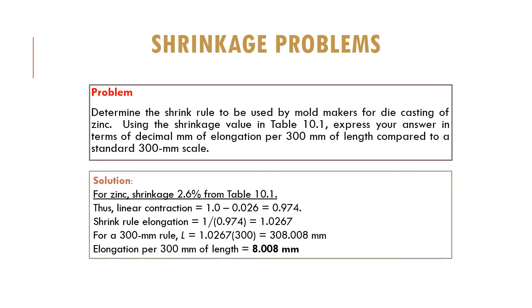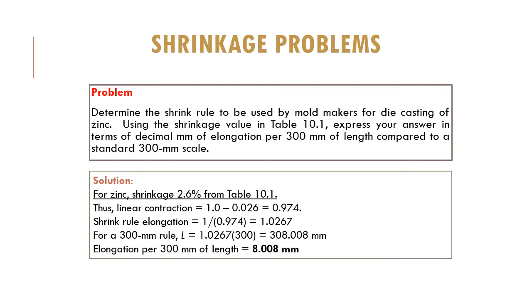design of the mold. So let's say for zinc, shrinkage is 2.6 percent. This one you can refer to the table in the previous slide. So this linear contraction will be 1.0 minus 0.026, meaning 2.6 divided by 100, so you get 0.974. Then the shrink rule elongation equals 1 over 0.974, which equals 1.0267. So the elongation is supposed to be 1.0267.